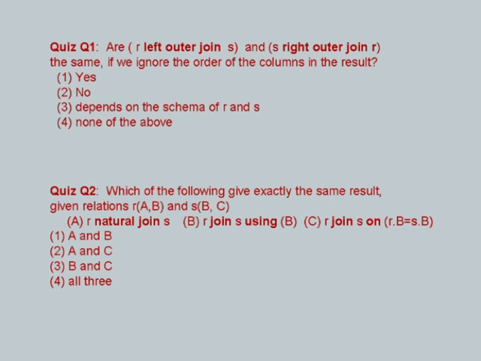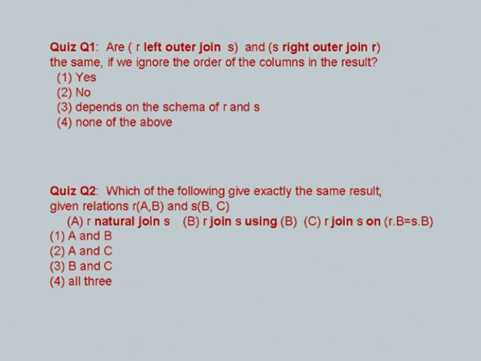While the second question is, which of the following have exactly the same results given relations R(A, B) and S(B, C)? What do I mean by exactly the same results? That includes the order of the columns. The order of the rows is kind of irrelevant, that does not really matter in a relation. So the options here are A, R natural join S; B, R join S using B; C, R join S on R.B equal to S.B. And the options are: A and B are the same, A and C are the same, B and C are the same, and all 3 are the same. So we will go ahead with a few more topics and then come back to this particular quiz question.